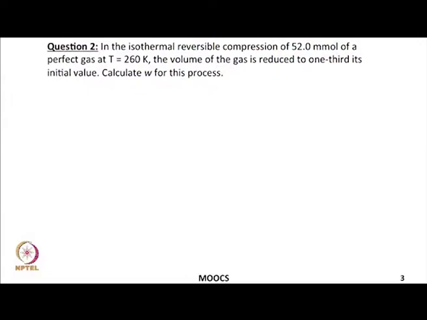Now, let us take another problem of a different kind. From irreversible, let us now discuss the reversible case. Question number 2. In the isothermal reversible compression of 52 millimole of a perfect gas at 260 Kelvin, the volume of the gas is reduced to 1/3 its initial volume. Calculate work for this process.